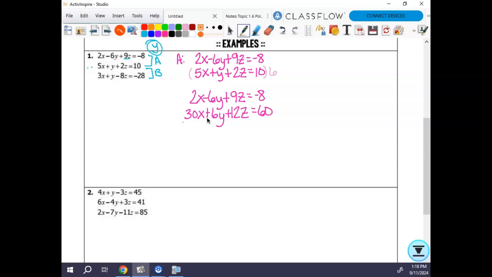So then I combine them, right? And these zero out. That's why I did it. That's going to leave me with 32x plus 21z equals 52. You agree with that? Okay. Any questions at this point? So then we pause on that one. And then we go over and we do set B.